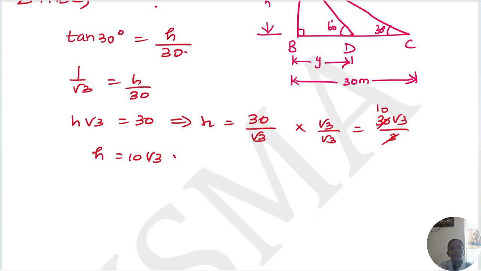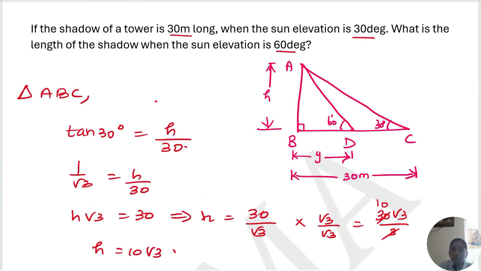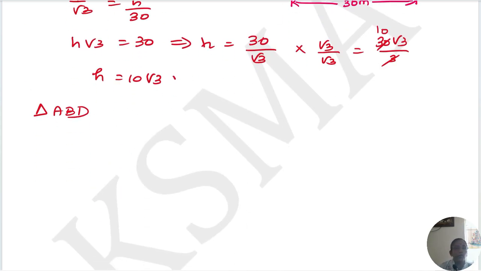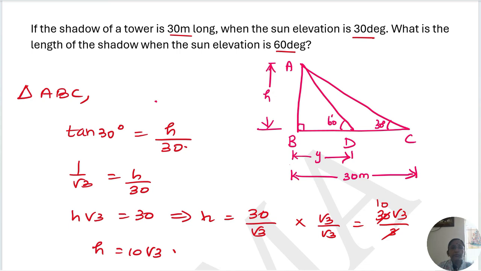Now consider your data, H is equal to 10 root 3, while considering your triangle ABD. So in the triangle ABD, you can consider tan 60, opposite H and adjacent Y. H is nothing but 10 root 3. So tan 60 is equal to H divided by Y, and root 3 equals 10 root 3 divided by Y. So Y is equal to 10 root 3 divided by root 3, which is equal to 10 meters. That is the shadow length. 10 meters is the shadow length when the sun's elevation angle is 60 degrees.